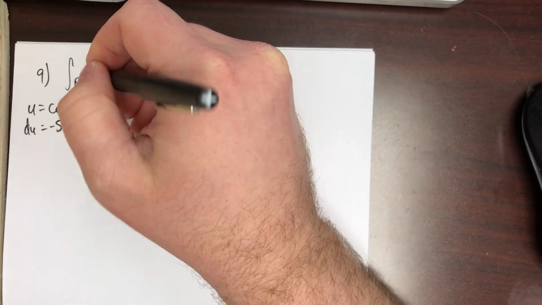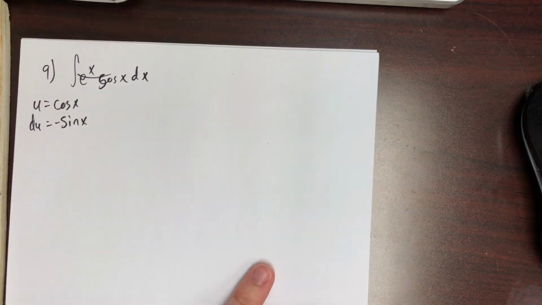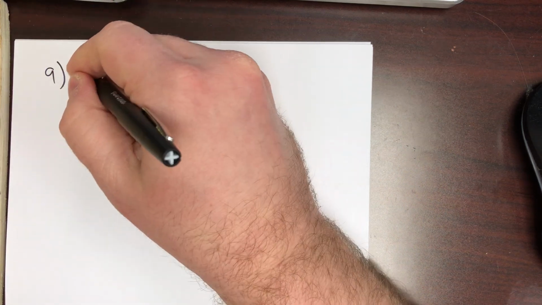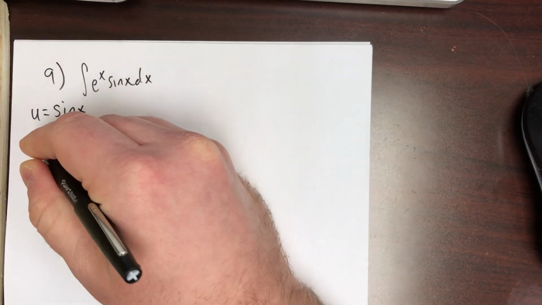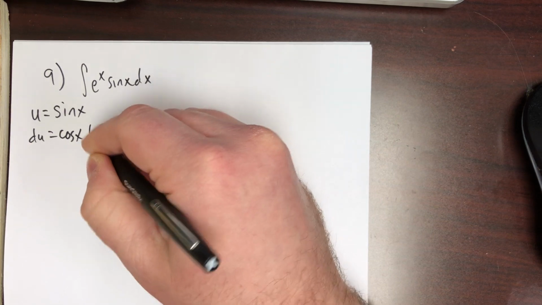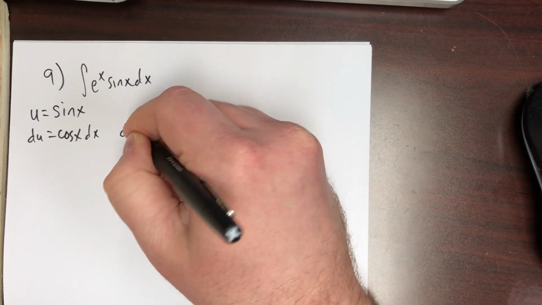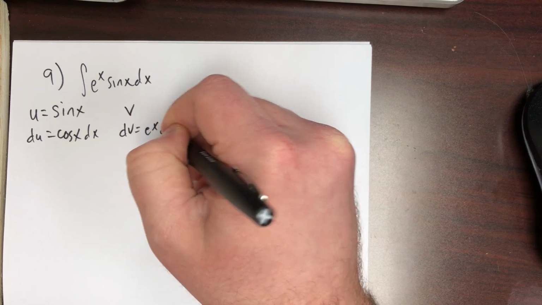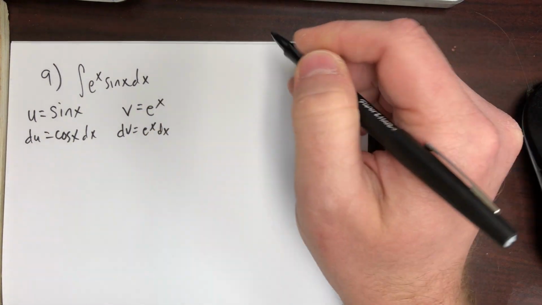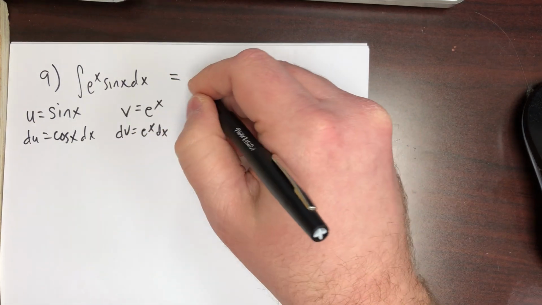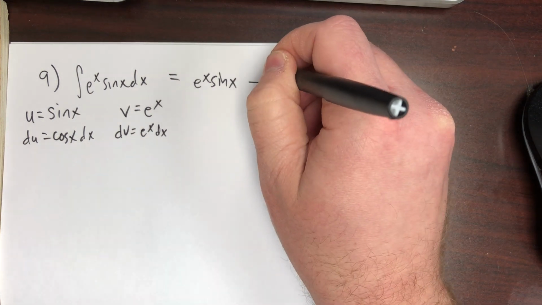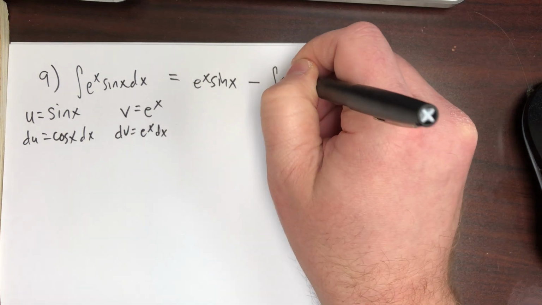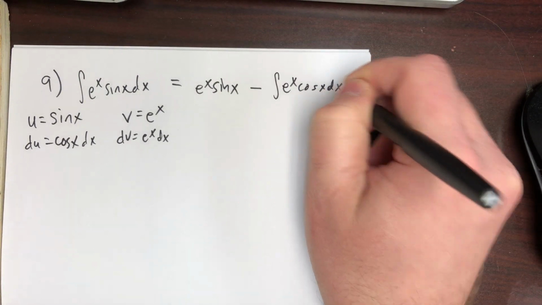Wait, shoot. Hold on. Let me try number 9. Let me say e to the x sine x dx. Okay, let's make u equal to sine x, so then du would be cosine x dx. And then I could make dv equal to e to the x dx, so then v would be e to the x, right? So if I do that, well then I get uv, right, e to the x sine x, then I get minus the integral of v du, so e to the x cosine x dx.